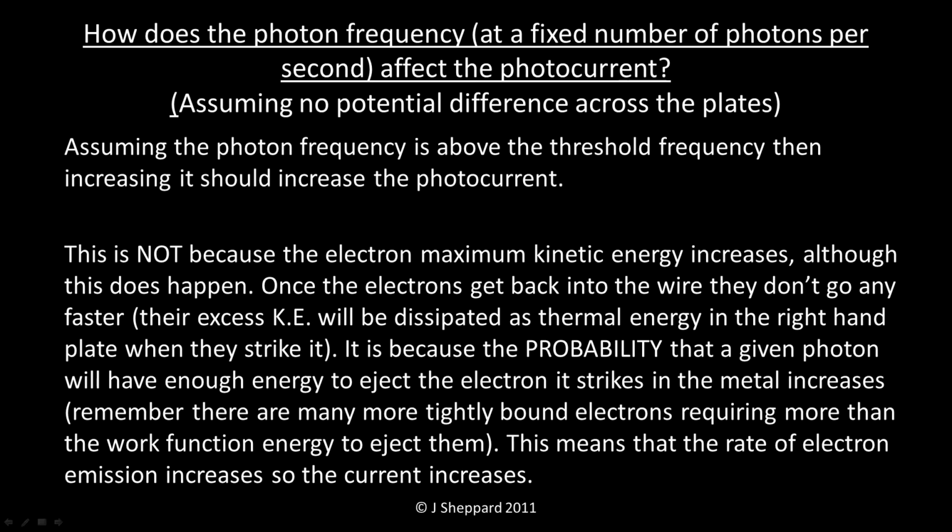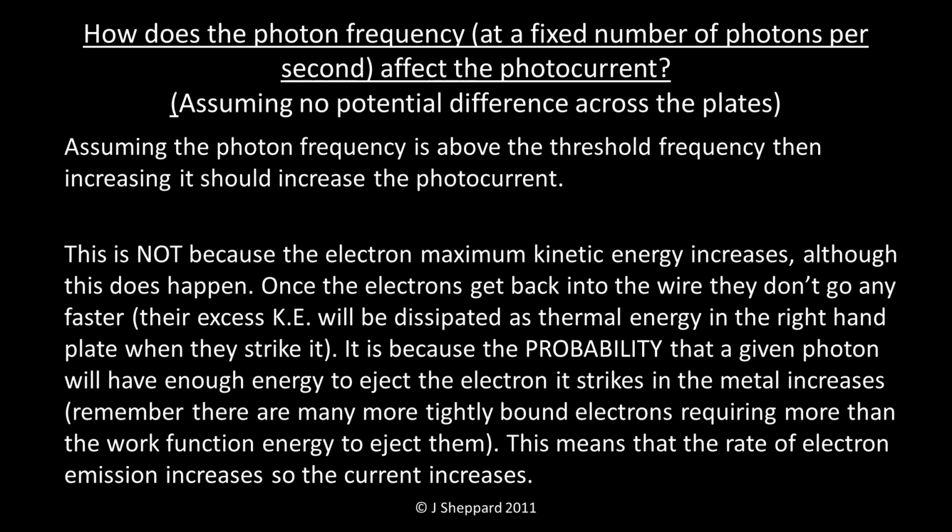So, if you increase the photon frequency, it does increase the photocurrent, but possibly not for the reason you might expect. Thinking about conservation of energy, increasing the photon frequency for a fixed metal will increase the electron maximum kinetic energy, but that's not why the photocurrent increases. It explains in the text here: the reason the photocurrent increases is because we've got a larger probability that a photon will actually collide with an electron so it can get out of the metal.